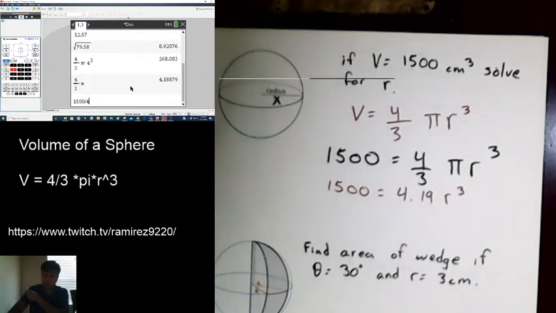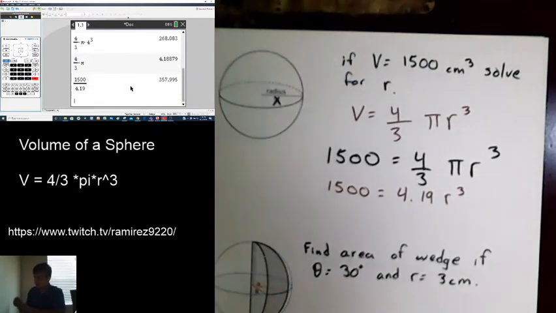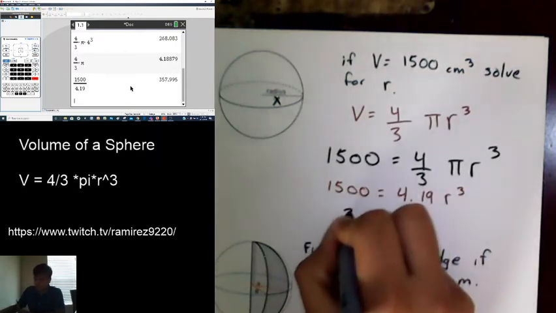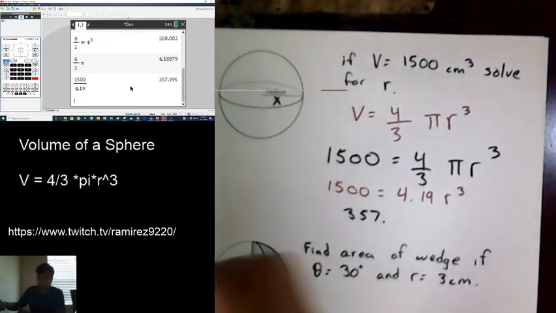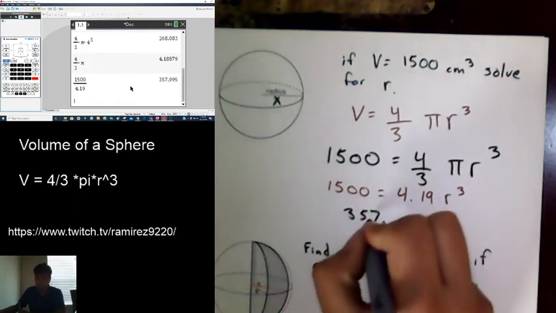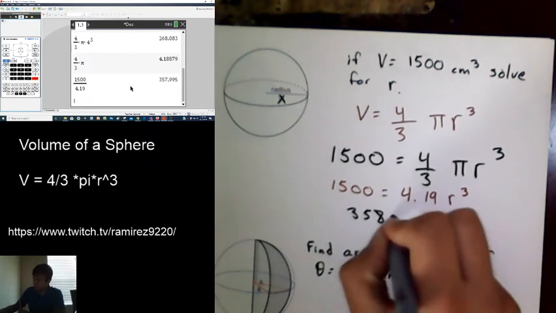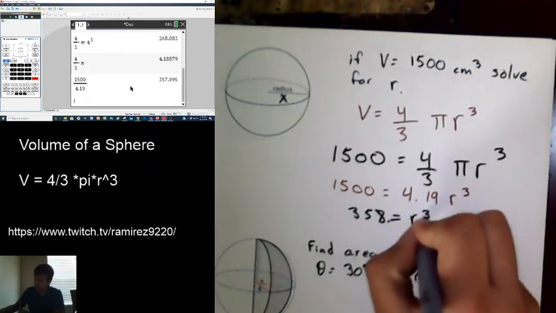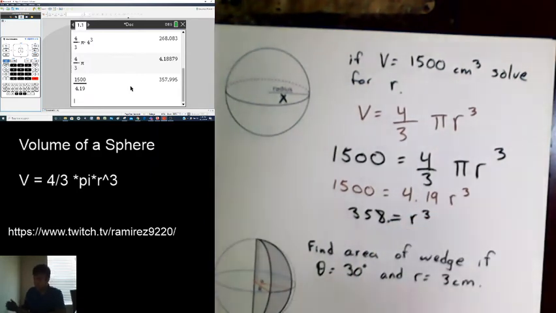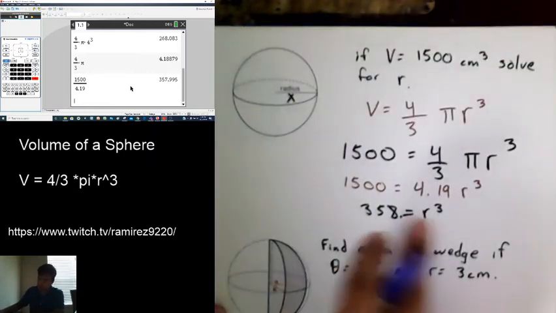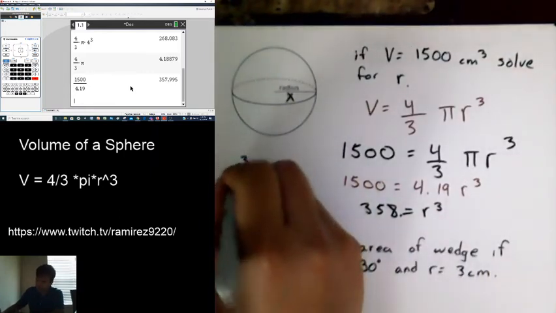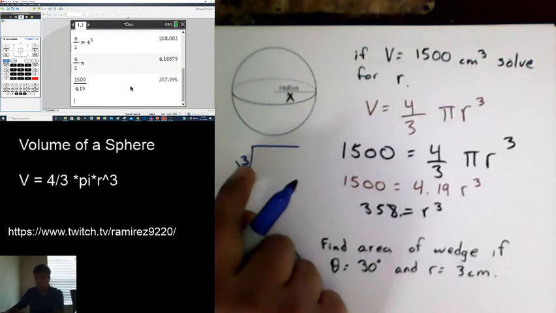So I have to divide 1500 by 4.19. I end up with 357.995, so I'm going to say it's just 358, which is equal to r cubed. And again, just like there's a square root, there's something called a cube root. The inverse of cubing is a cube root, and it's going to have a little 3 on it.